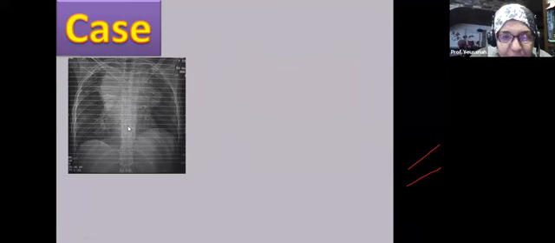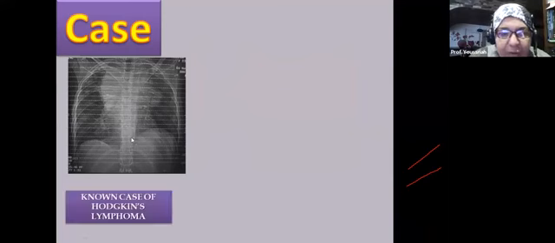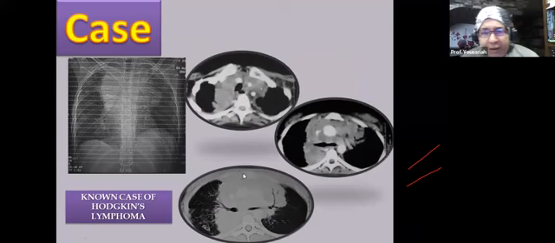Another white diffuse lesion is seen here. This is a known case of Hodgkin lymphoma. As you can see in the scanogram, there is widening of the mediastinum. And then what we see here is a diffuse lesion in the mediastinum. The fat of the mediastinum is totally replaced by soft tissue.